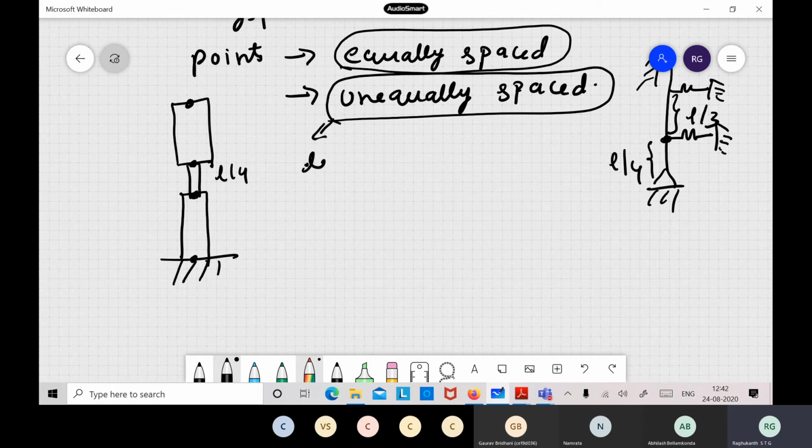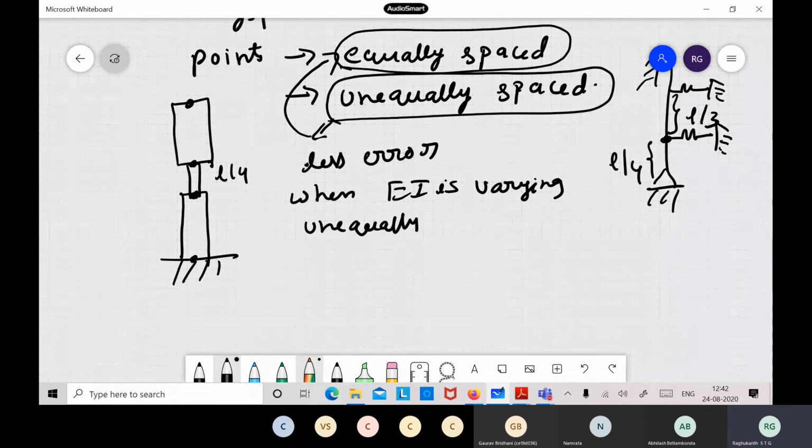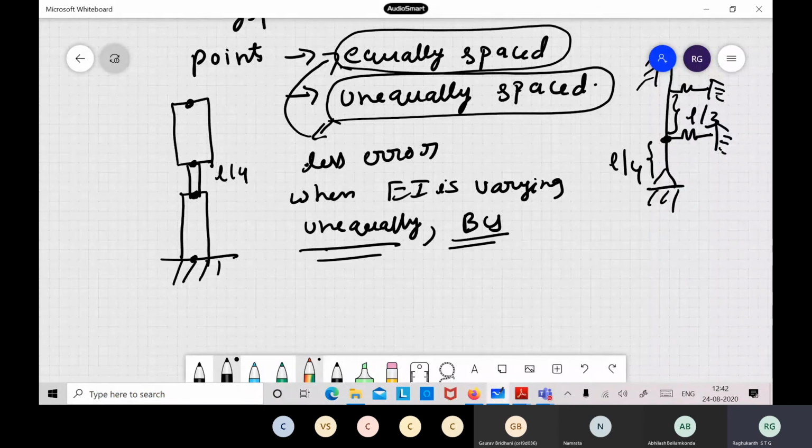So they give less error when compared to equally spaced for this type of problem, like when your EI is varying unequally. It is not a symmetry kind of thing, or the boundary conditions, like some of you pointed out, maybe something sudden has come. They are all unequal, so then you require these unequally spaced points, and they may give you a better result.